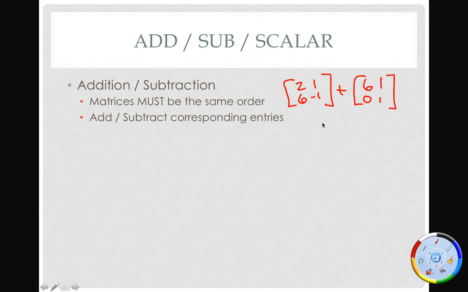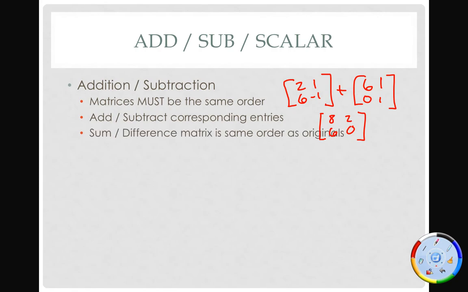So here I'd say 2 plus 6 is 8. That would be row 1, column 1. Row 1, column 1 becomes row 1, column 1. 1 plus 1 is 2. 6 plus 0 is 6. And negative 1 and 1 make 0. So this would be my sum matrix. You could do that with differences as well, subtraction, same idea. So this statement here: the sum and difference matrix is of the same order. So I started with a 2 by 2, I added a 2 by 2, I end with a 2 by 2.